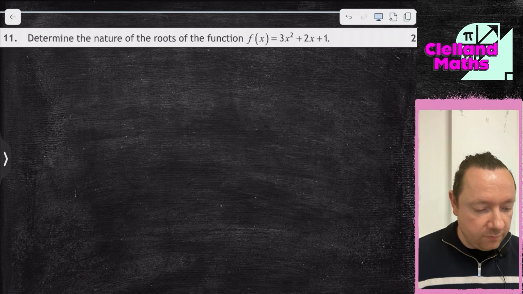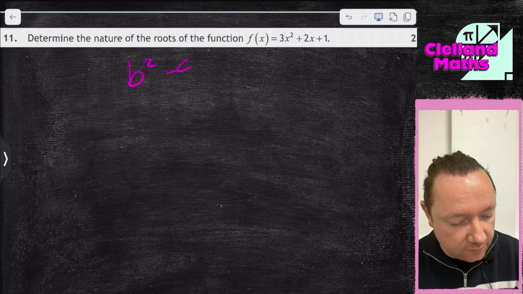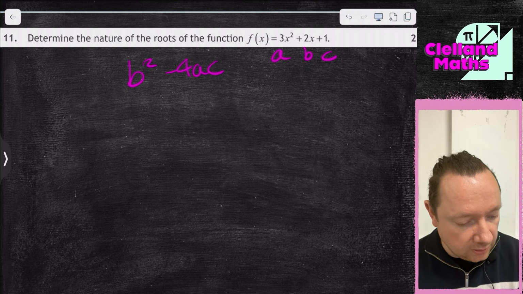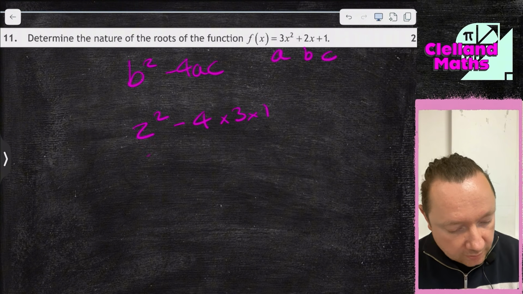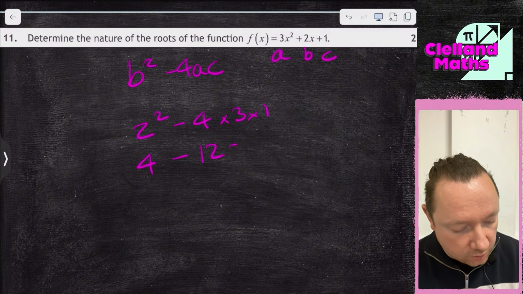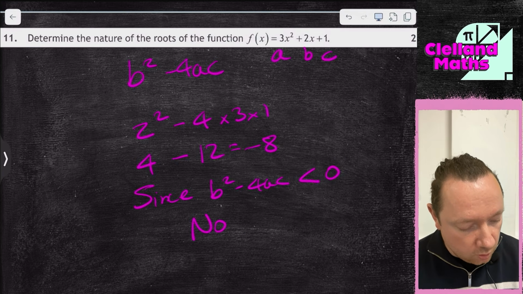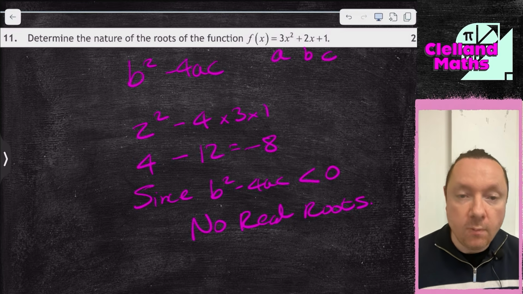SQA National 5 Maths 2025, Paper 1, Question 11. Determine the nature of the roots of 3x squared plus 2x plus 1. So I'm looking at b squared minus 4ac for this. So a is 3, b is 2, c is 1. So I've got 2 squared minus 4 times 3 times 1. That's 4 minus 12, which is minus 8. So since b squared minus 4ac is less than 0, there are no real roots, and you need to use the word real. And we're done there.